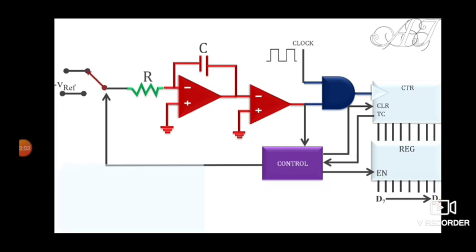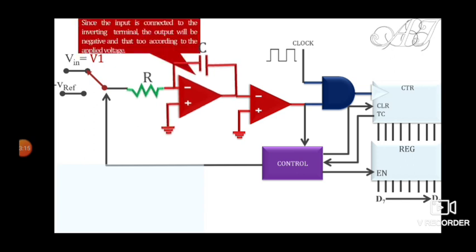Here, let's say I have taken any input voltage V in. So what is the scenario here? I have already told you that this circuit is an integrator. Since the input is connected to the inverting terminal, the output will be negative. Because it is an op amp, and in an op amp if you connect the input to the inverting terminal, the output will be negative, and that too will be according to the applied voltage, or in other words proportional to the input. So V naught is some negative voltage proportional to V in.